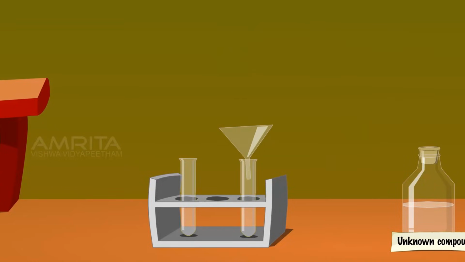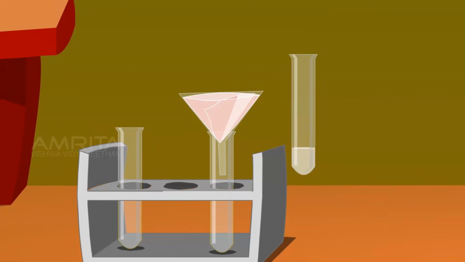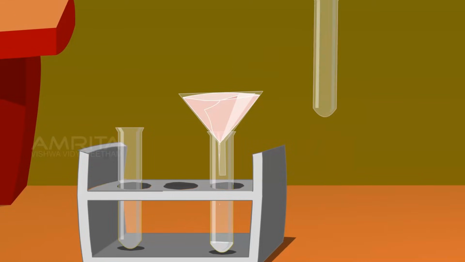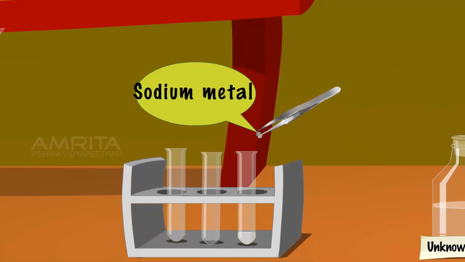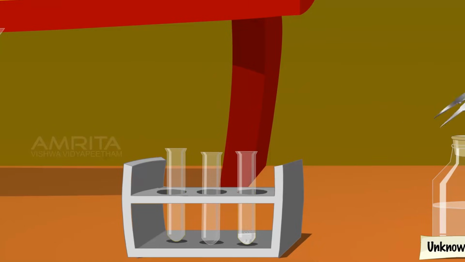Place a funnel over a test tube. A filter paper is set into the funnel. Filter the solution into the test tube. Remove the funnel. Take small pieces of sodium metal using a forceps. Place it on a filter paper and dry it with another filter paper. Add 2 to 3 pieces of sodium metal into the test tube using a forceps.